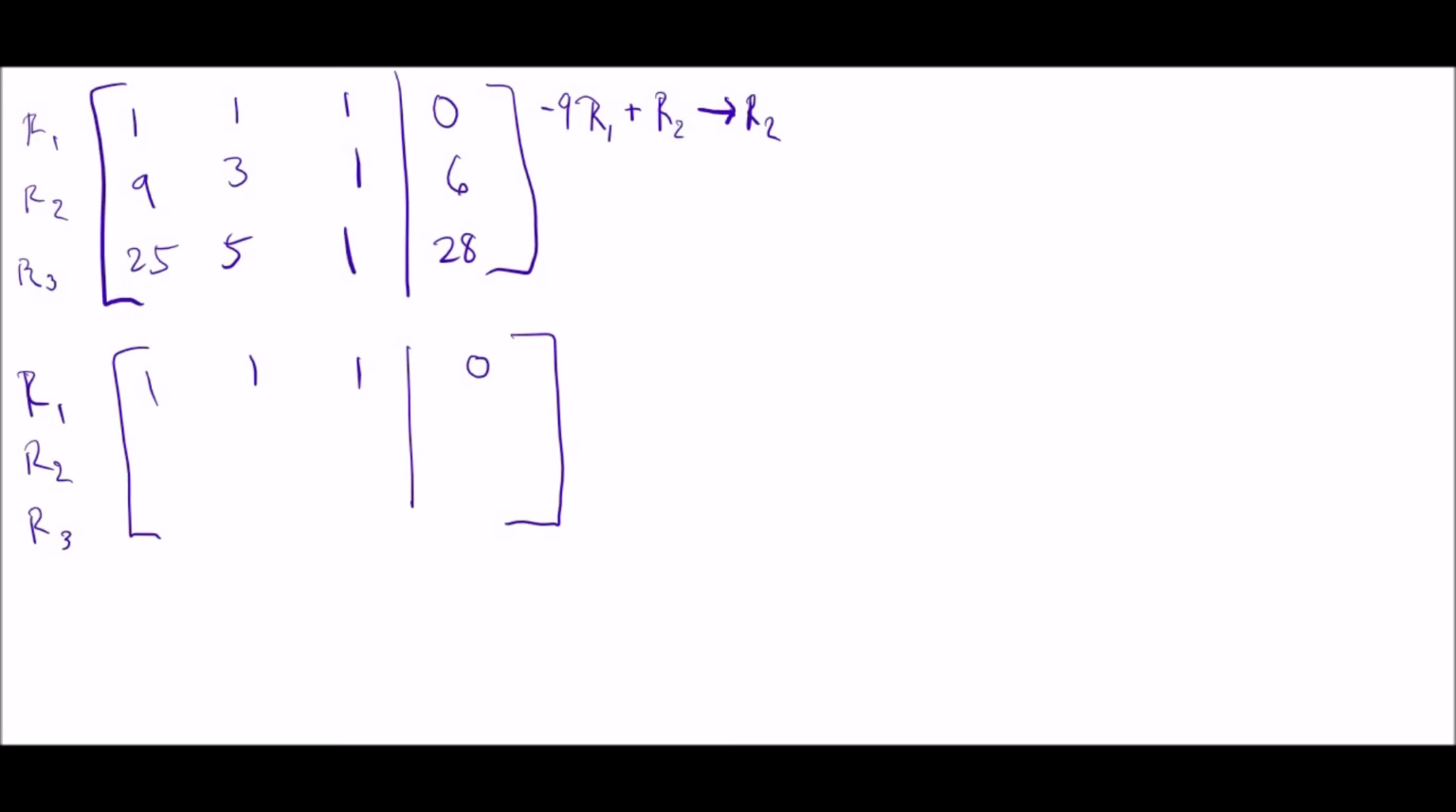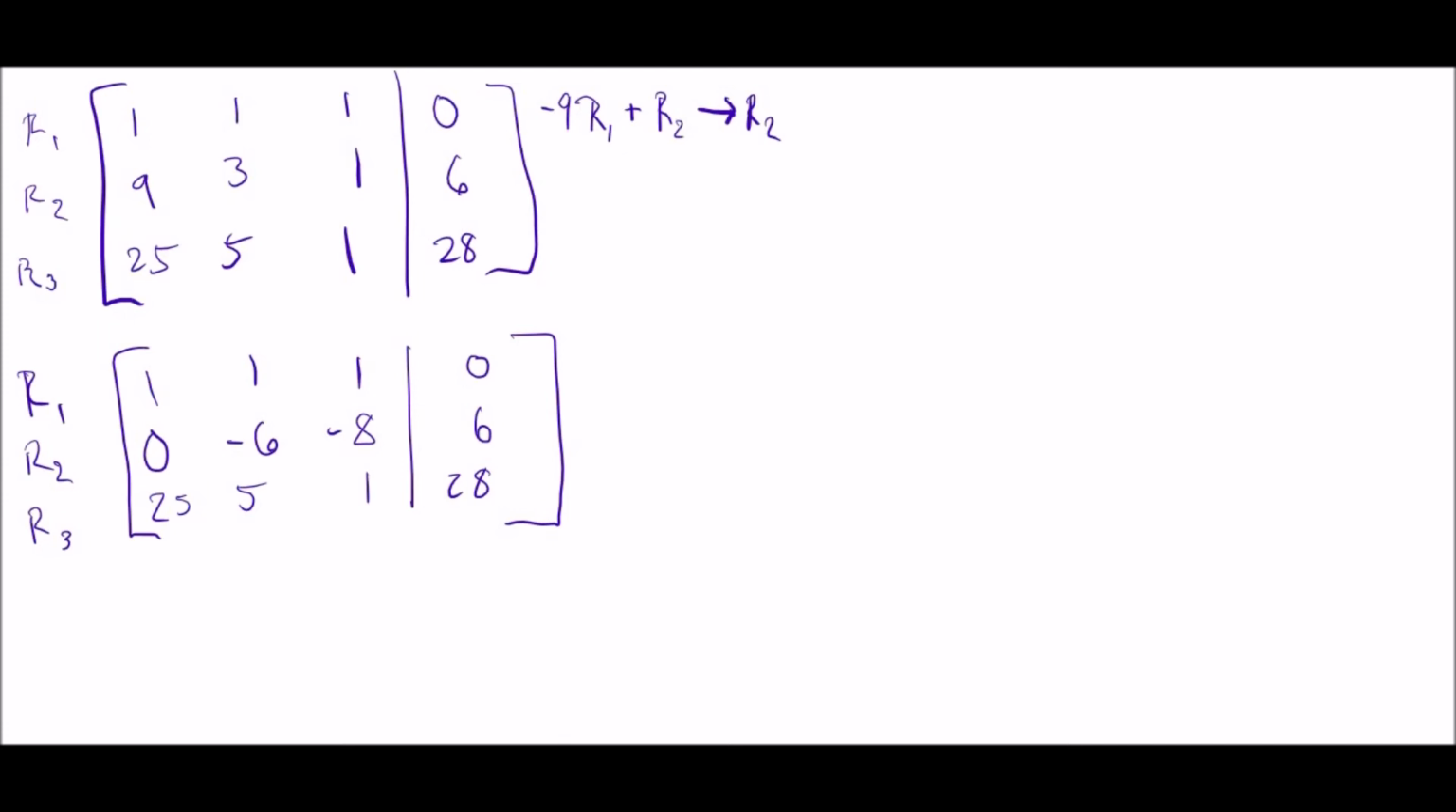And let's see, -9 times 1 is -9, plus 9 will give 0. -9 times 1 is -9, plus 3 is -6. -9 times 1 plus 1 is -8. -9 times 0 is just 0, plus 6 is 6. So that'll stay 6. Cool. And then technically row 3 would stay the same. But I'm going to do something now to change row 2 again, and then I'll change row 3 last.